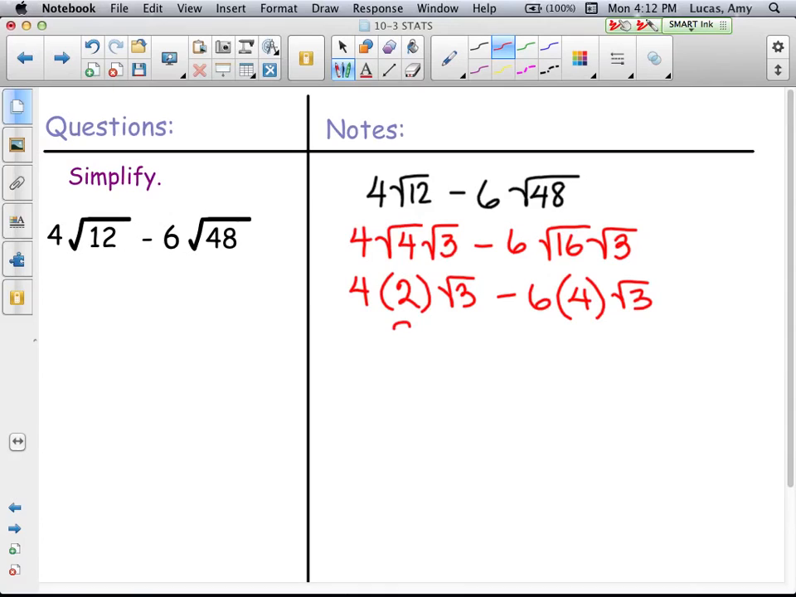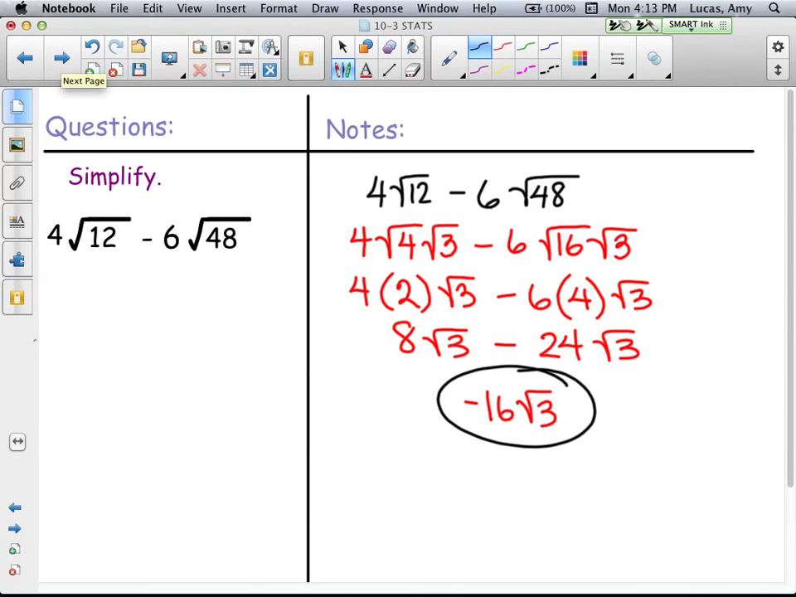So, 4 times 2 is 8, 8 times the square root of 3 minus 6 times 4 is 24 times the square root of 3. 8 minus 24 is negative 16, so negative 16 times the square root of 3 is simplest radical form.